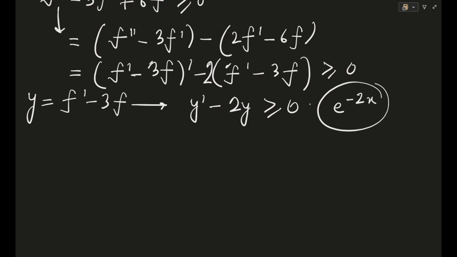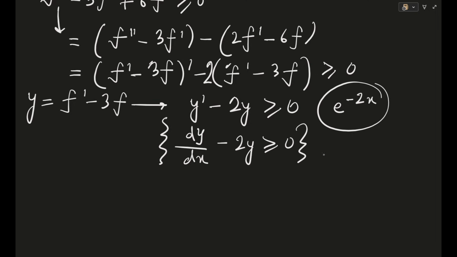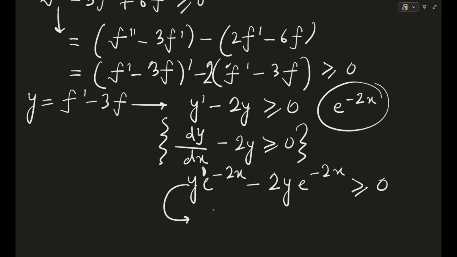Or rather, if you don't understand it like this, you can write y dash as dy by dx, so dy by dx minus 2y is greater than equal to 0. It's the integrating factor, basically, nothing else. Although this is really simple to solve, I am multiplying it by e power minus 2x. So y dash into e power minus 2x minus 2y into e power minus 2x will be greater than equal to 0. So you can understand that this thing is nothing but (y e power minus 2x) whole dash greater than equal to 0, right?